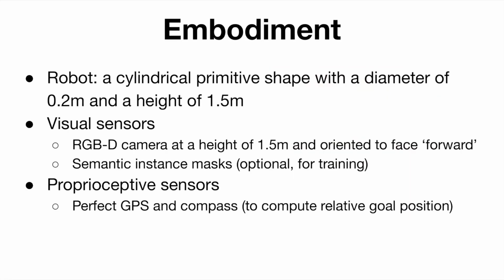The robot is abstracted as a cylindrical primitive shape with a diameter of 0.2 meter and a height of 1.5 meter. It is equipped with an RGBD camera at a height of 1.5 meter and oriented to face forward. It assumes perfect GPS and compass sensors, which can be used to compute the goal position relative to the agent.